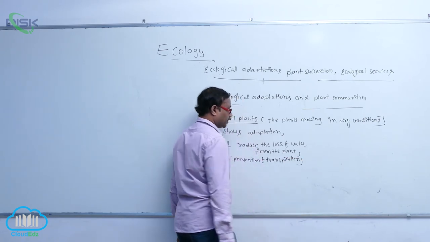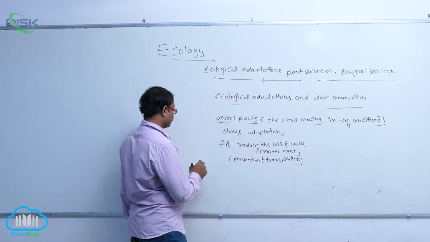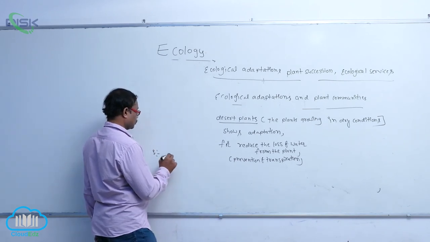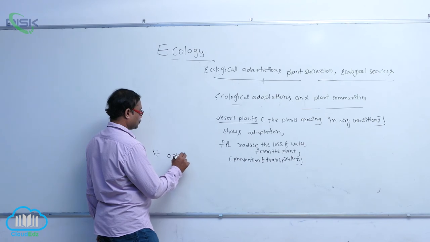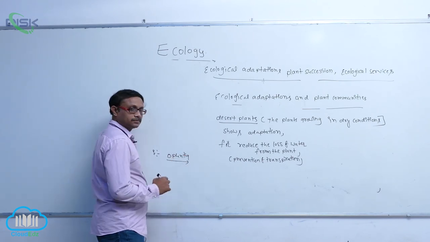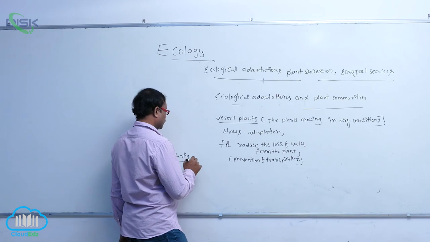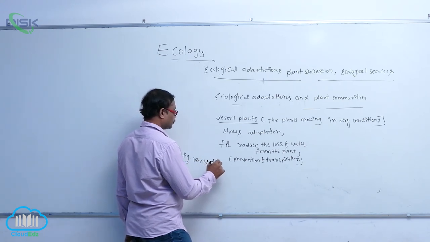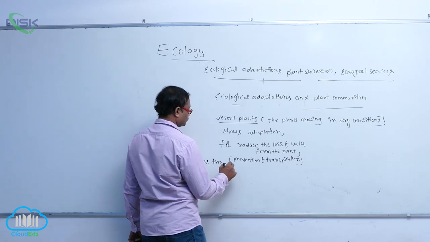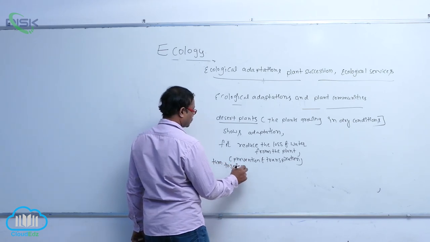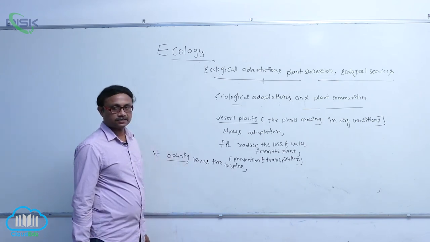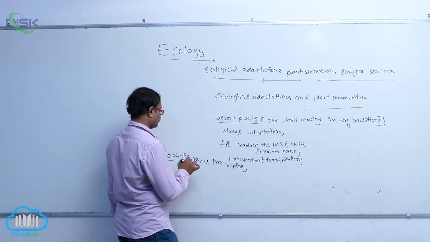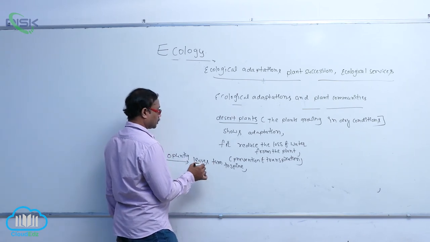For example, take Vapanshya. In Vapanshya, generally leaves are turned to spines for reducing water loss. So they are generally fixed. Leaves turn to spines.